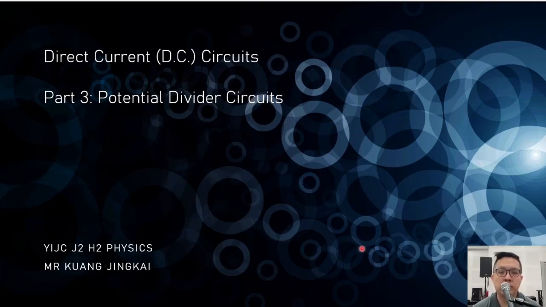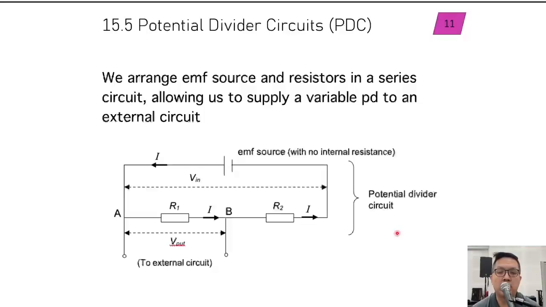So this is the potential divider circuit. So what is a potential divider circuit? What we're going to do is set up a circuit this way, which looks very similar to our usual series resistance circuit. One EMF source with no internal resistance for now, and then it goes through resistor 1 and resistor 2. So that's R1 and R2, and you have the same current throughout.